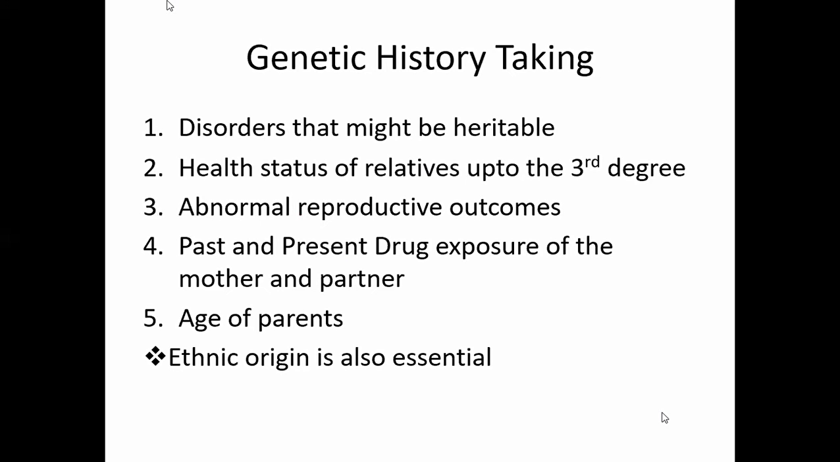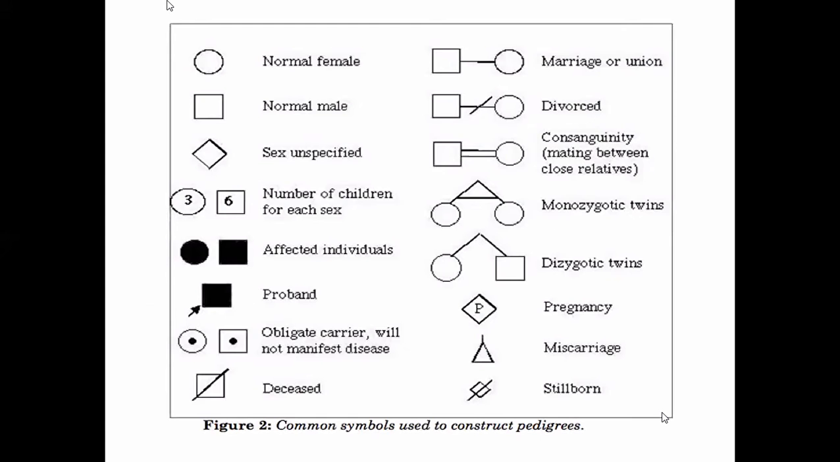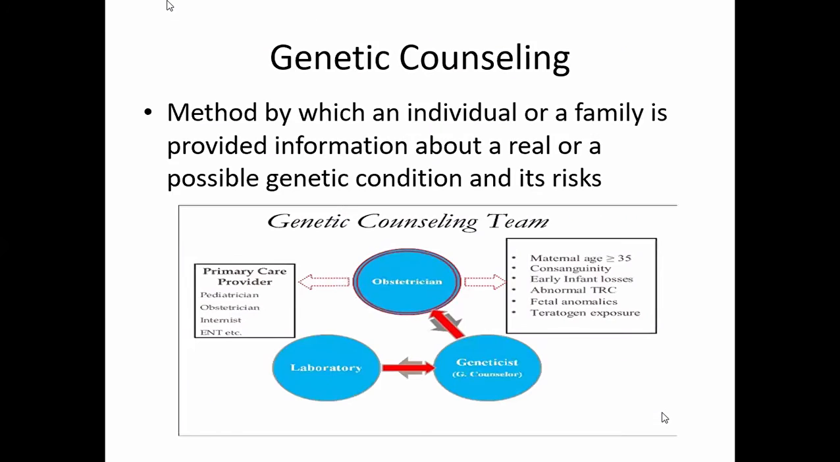So abnormal reproductive outcomes, past and present drug exposure of the mother and partner, the age of the parents, and the ethnic origin are also essential. So these are the common symbols used to construct pedigrees. I will not go through them.